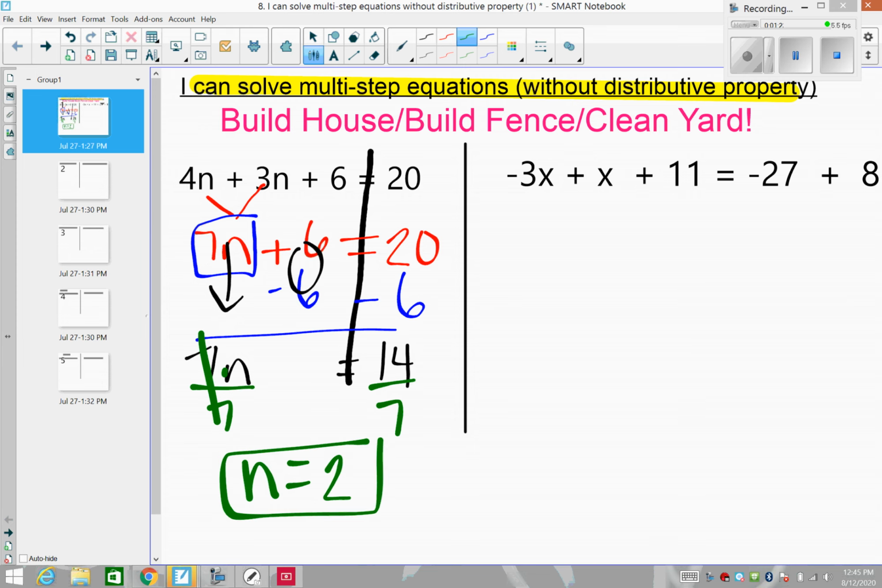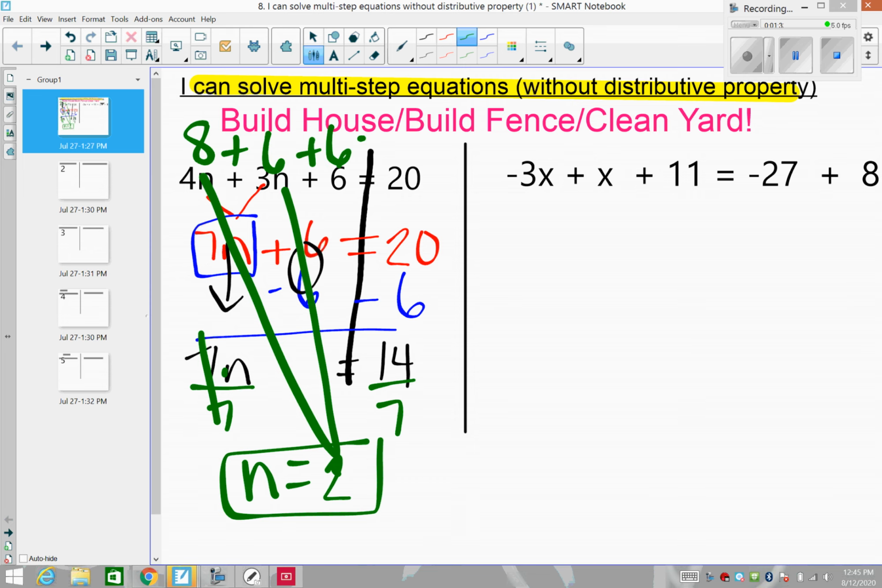N equals 2. So if we substitute back in here and here, we'd have 4 times 2 is 8, plus 3 times 2 is 6, plus 6. And the question is, does the left side equal the right side when we plug back in? And we would have that 20 equals 20. So we would say that yes, 2 is the solution for n. So that's how we would solve using multi-steps. Now you've done a lot of this work before. You've been doing all the little steps here, just kind of combining everything in one place.